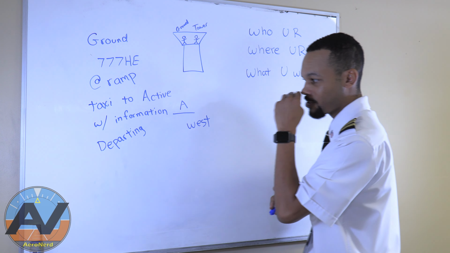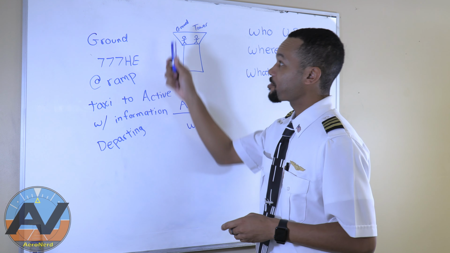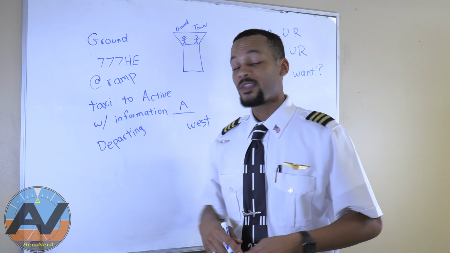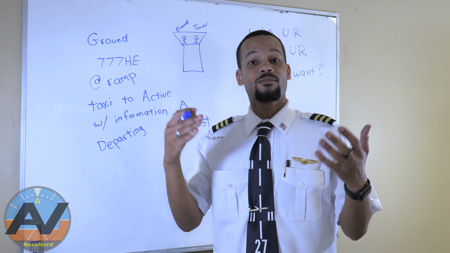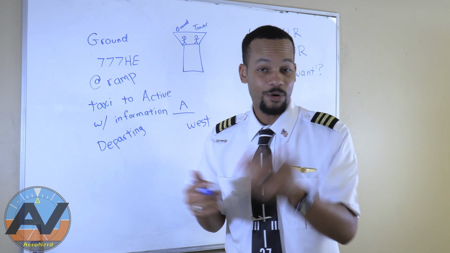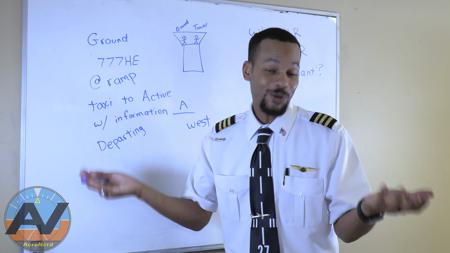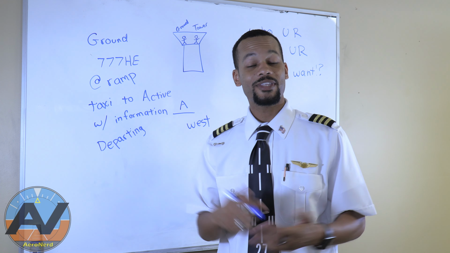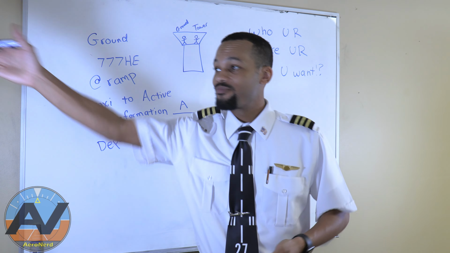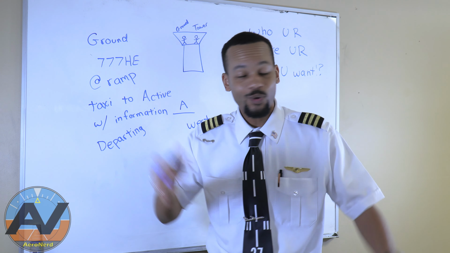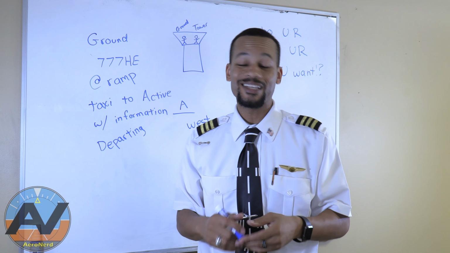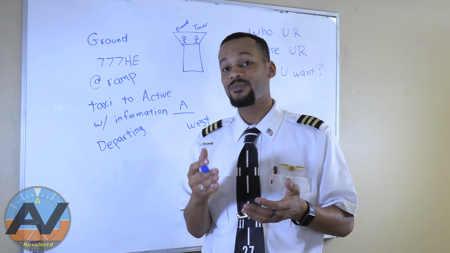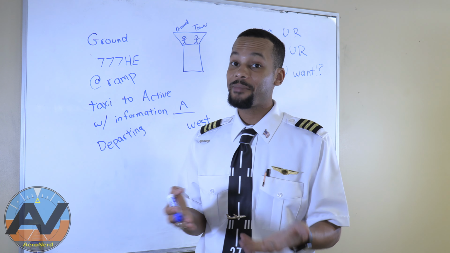We're going to be departing to the west. Ground's going to be coming on and saying, 7 Hotel Echo, whatever airport you're at, ground, good morning. Go ahead and taxi to the active runway. So taxi to runway 9er via Bravo Foxtrot, or wherever you're going to be going. And this is another good time to have an airport diagram handy.